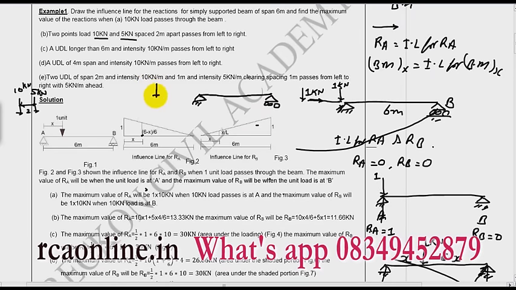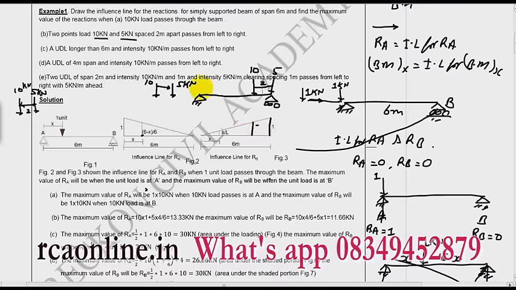For RB, they are moving. So when will be the maximum RB? When 5 kilonewton is at this point and 10 kilonewton is at this point, and this is 2 meter away. If I put 10 kilonewton here, then what will happen? 5 kilonewton will be out of the span and that will not produce the maximum RA. So the maximum RA will be when this ordinate and this ordinate.